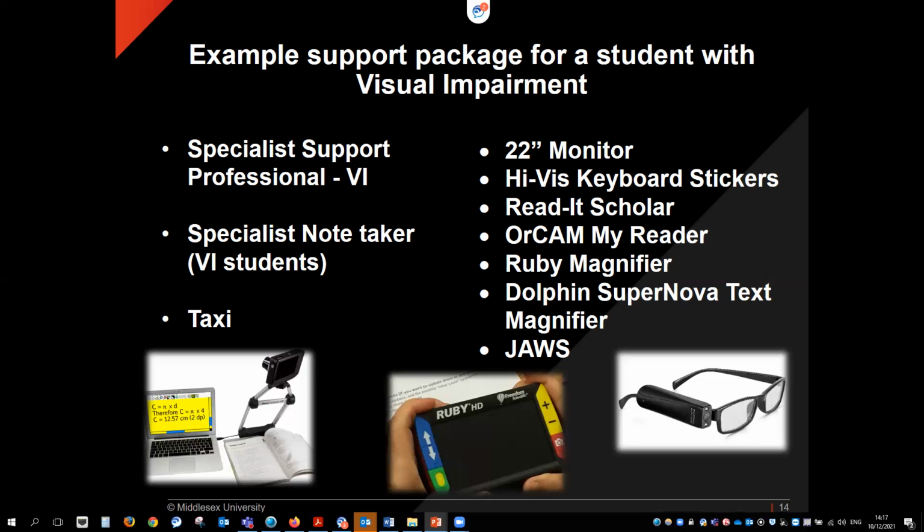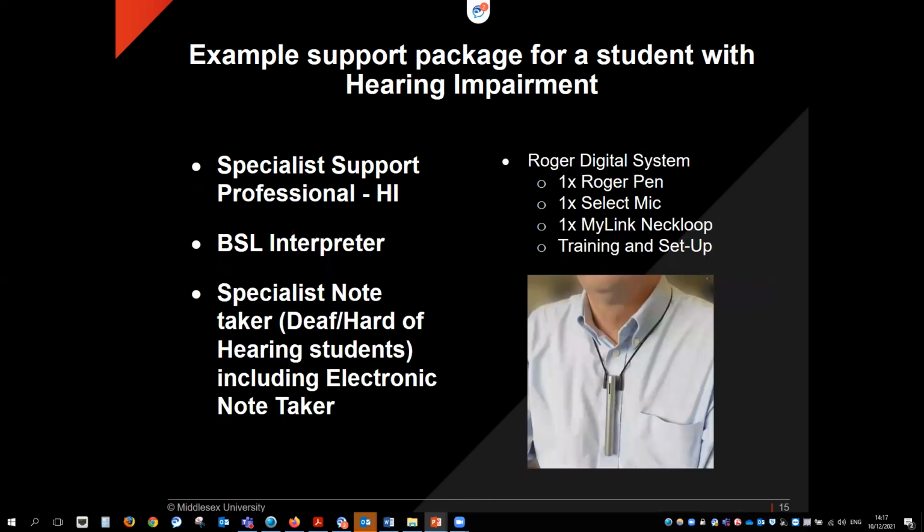And of course, a lot of software packages, for example, Dolphin Supernova Text Magnifier enlarges everything that's on the screen, and JAWS is the reader for blind students. Okay, again, these are just examples.